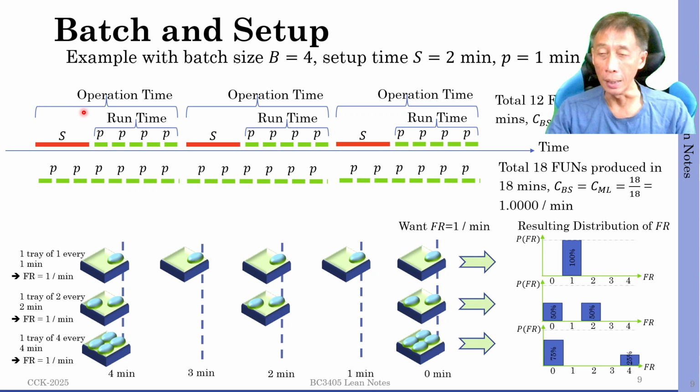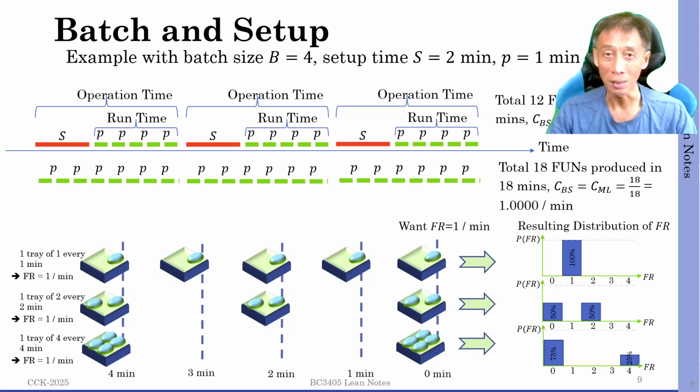And the operation time is basically everything added together, setup time and the batch runtime. And then we repeat, right? So it's a repeated cycle like that. And for simplicity, let's do it 3 times only, not an infinite number of times. So after 3 cycles, let's do the math. We would have waited 18 minutes, correct or not? Yeah, because each operation time is 6 minutes. 6 times 3, 18. How many baked doughs do we get? 12. So the net capacity we get is 12 divided by 18. That's 0.6667, not 1.